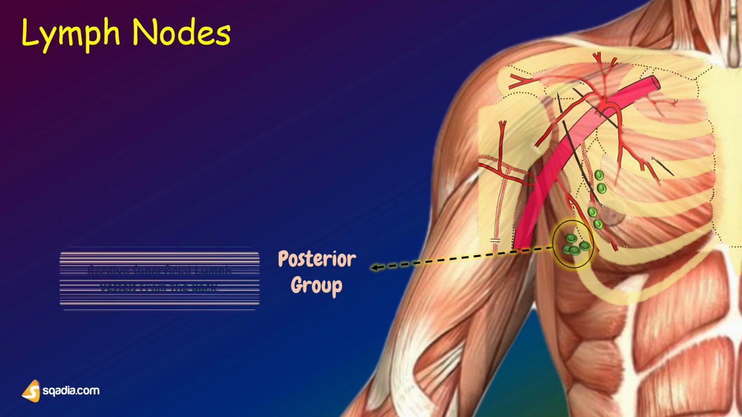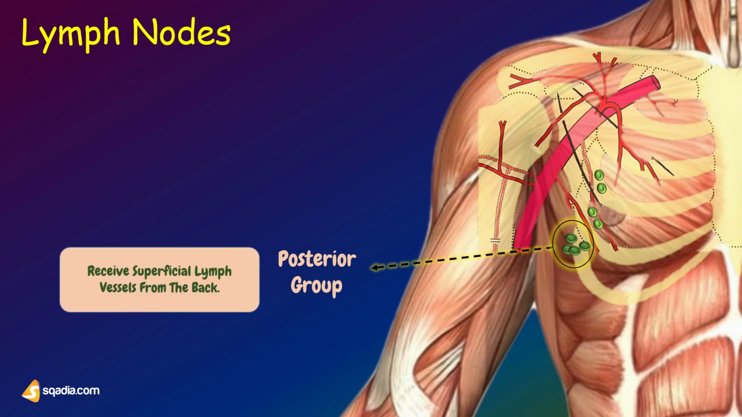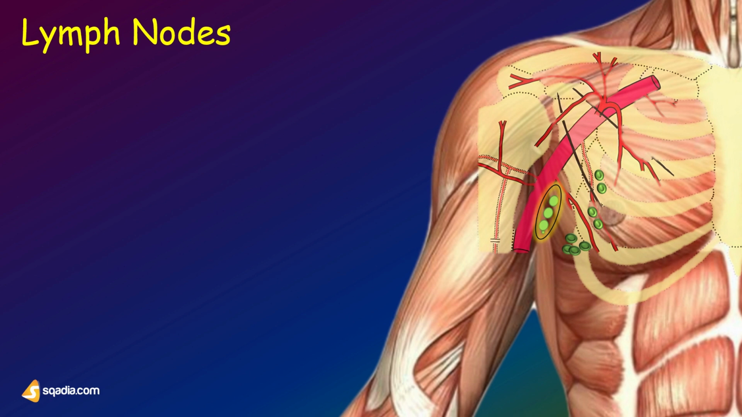Posterior or the subscapular group of lymph nodes. As the name indicates, these nodes lie in front of the subscapularis muscle. You can also remember that they lie along the course of the subscapular vessels. They receive superficial lymph vessels from the back.